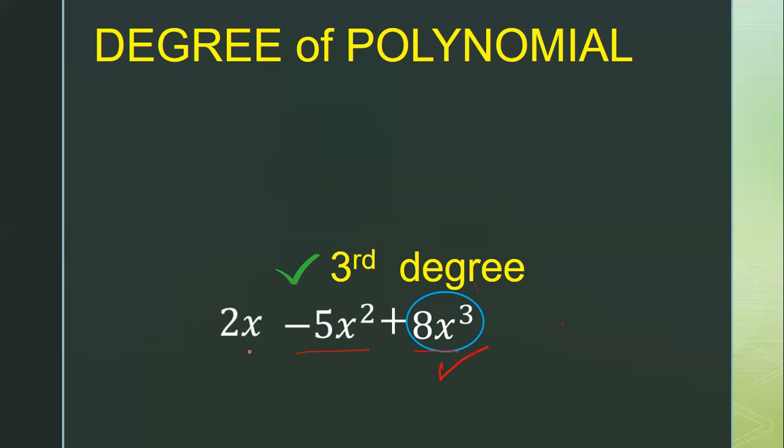So in this case, we have a polynomial in x, or a polynomial with variable x. So all we have to do is simply to get the exponent of x, the highest exponent of x. That will be the degree of the polynomial.